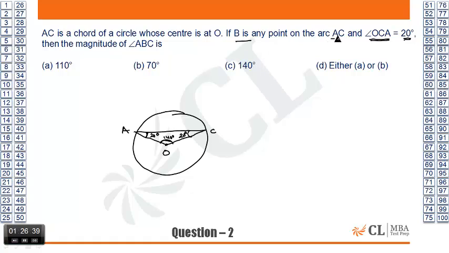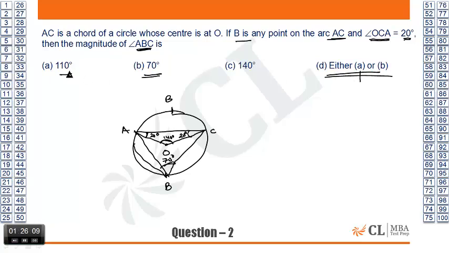And B is any point in the arc AC. So B can be here, no? B can be here, and B can also be here. What is the angle ABC? Two values. Maybe this is obvious. This is obvious because this is 140, and by that theorem this makes it 70. That is 70. So what is it saying?